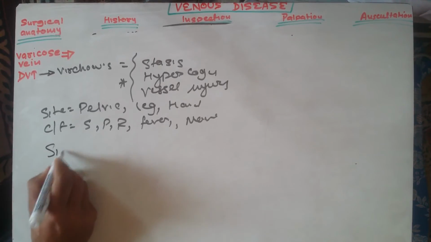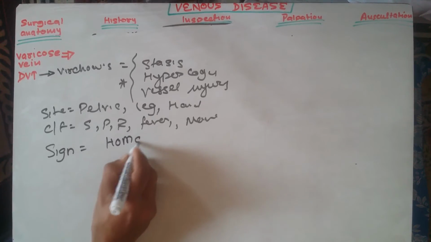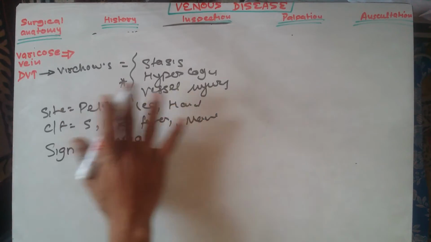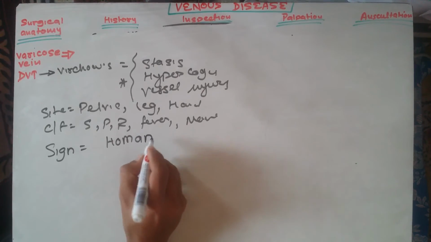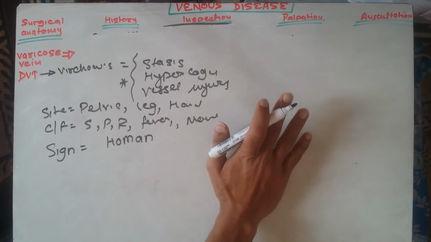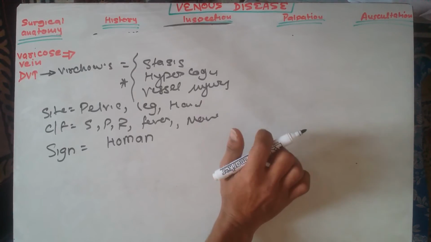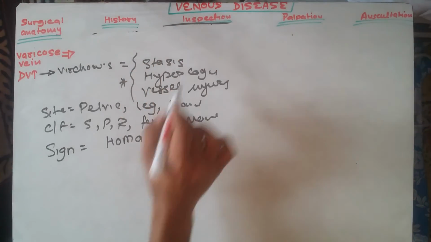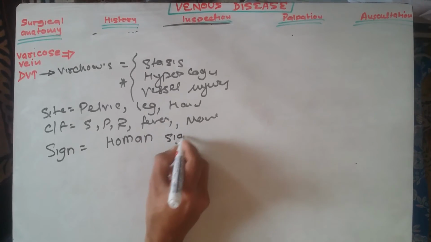Homan sign: while the patient is lying in a supine position, the patient is asked to dorsiflex the ankle joint, and during dorsiflexion there will be pain in the calf muscle, which is the most definitive sign for DVT. Okay, this is the Homan sign.